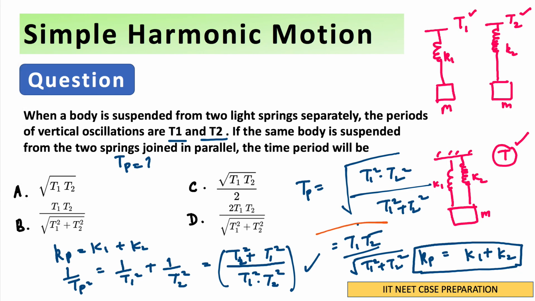So let's mark our answer. This is our final answer. So where in the options do we see this? This one, B. So this is our answer for this question.